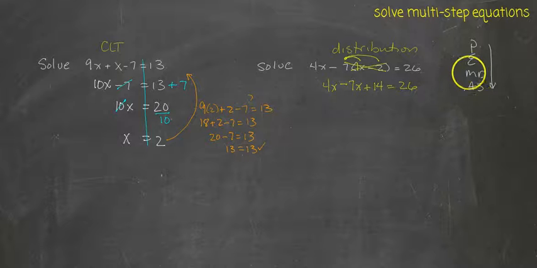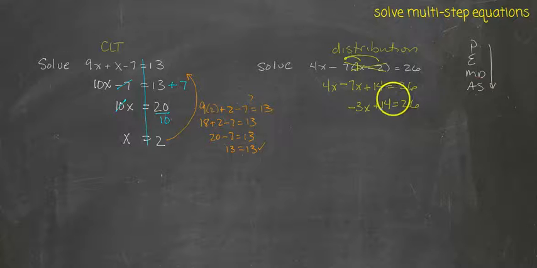Now, I've done my multiplication division, but have I done addition subtraction, or is there any I can do? I look over here and I see indeed, again, just like over here, I have like terms that can be combined. 4 minus 7 is negative 3. So I have negative 3 x's plus 14 equals 26. Now I've gone completely through PEMDAS.